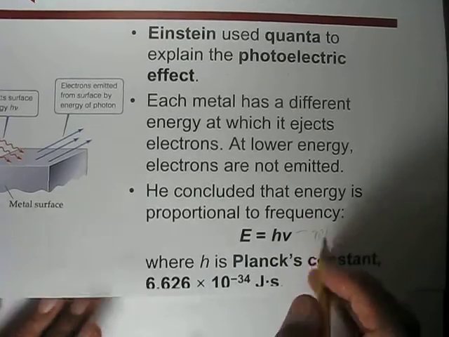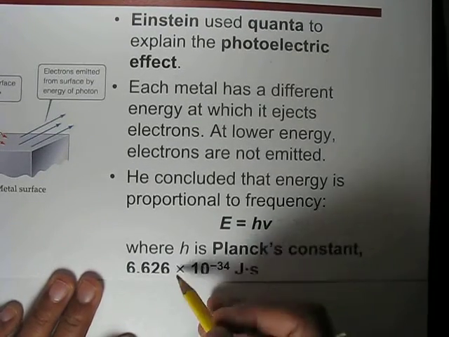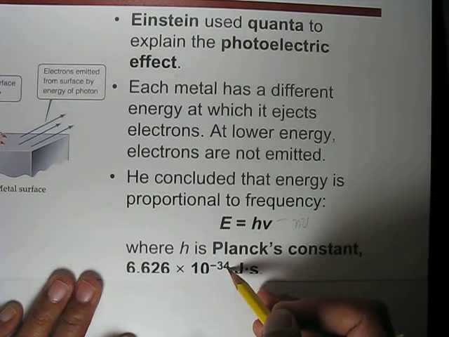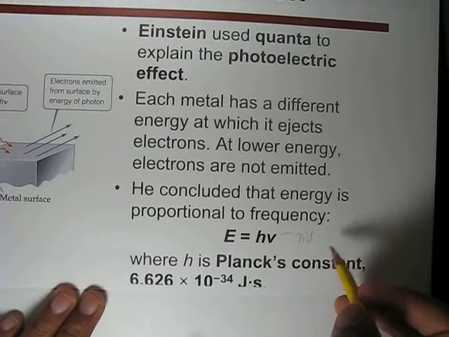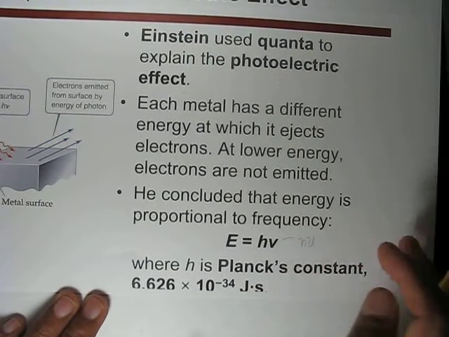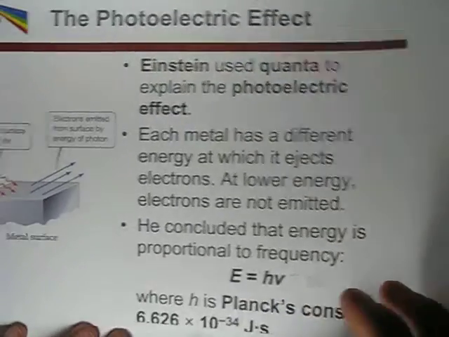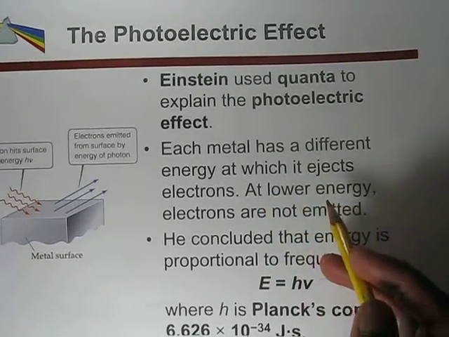Nu is frequency, where h is the Planck constant, which is 6.626 times 10 to the power minus 34 joule second. You need not memorize this one, it will be given in the questions whenever a Planck constant question comes. So this was the effect which was also not explained by the wave nature of electron.